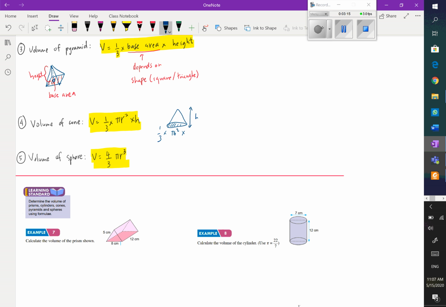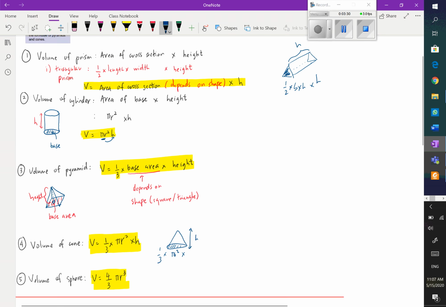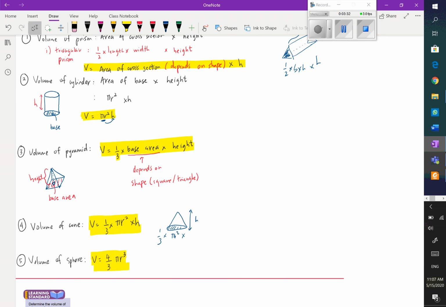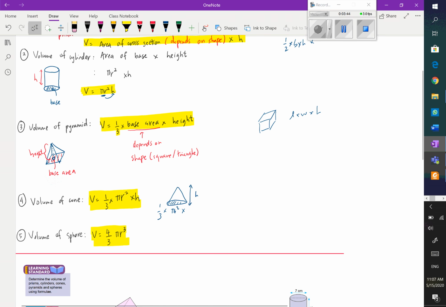And then last but not least, volume of sphere. So sphere, the formula is 4/3 multiplied by pi multiplied by r, radius kuasa 3. Okay, so ini hafal saja. What if you have cube? Takkan tak tahu volume of cube. Panjang darab lebar darab tinggi saja. Length multiply width multiply by height. Sama juga untuk cuboid.